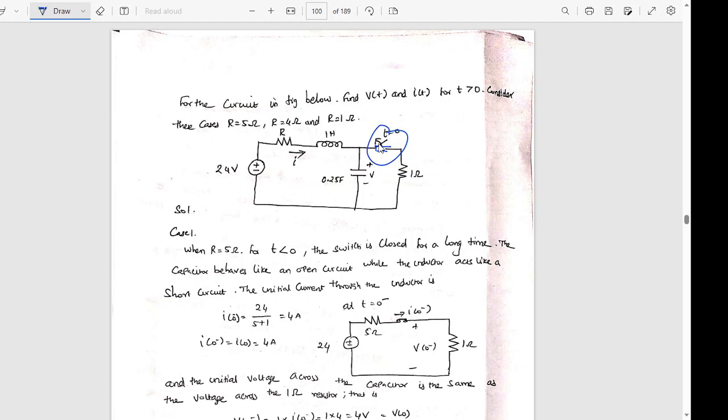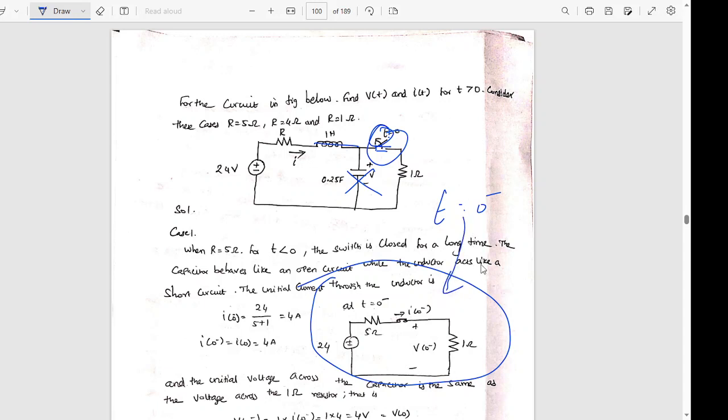So a capacitor will act as an open circuit when it reaches steady state, and an inductor will act as a short circuit. My circuit looks like this at steady state. So when I reach the steady state, just before the switch is opened, which is t equal to 0 minus, my circuit looks like this.